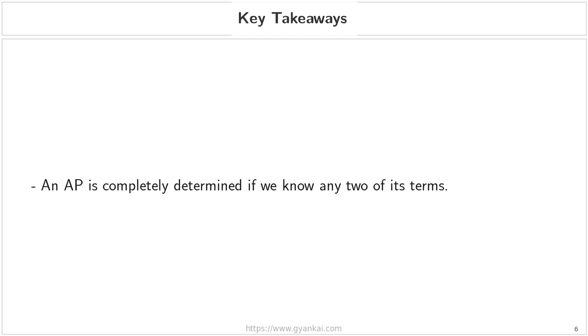Key takeaways. All right, we have reached the end of our lesson. Let's take a moment to recap the key takeaways from today's session to ensure everything is clear. First, remember that an arithmetic progression is completely determined as long as we know any two of its terms. Even if we aren't given the starting point or the jump between numbers directly, those two pieces of information are enough to unlock the whole pattern.